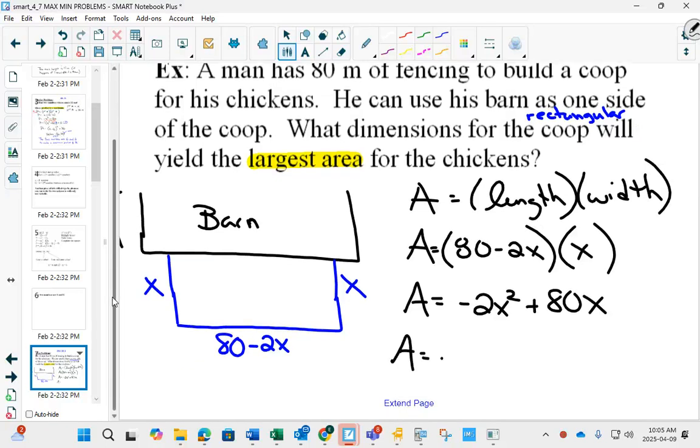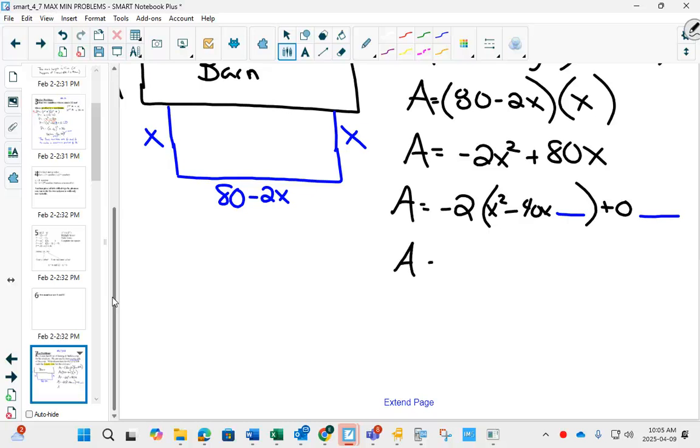I would factor out a negative 2. I guess there's a plus 0 here. You don't have to write that, but if I take out the negative 2, I'd have x squared. A negative out of a positive will be negative 40x. Complete the square. If it's a minus 40x, what has to be in here? Minus 20.